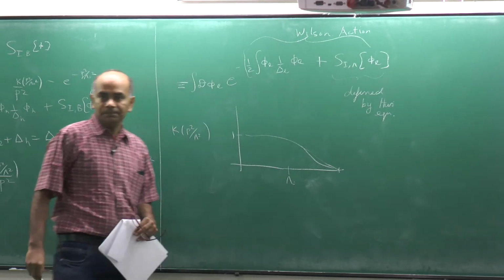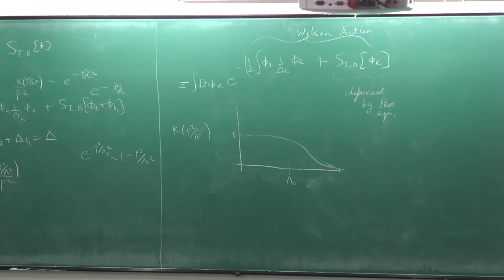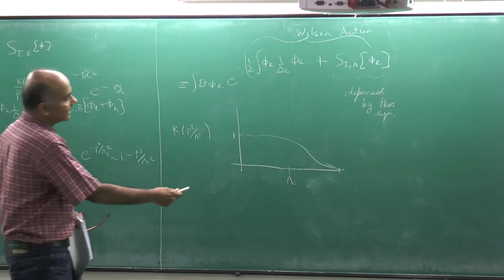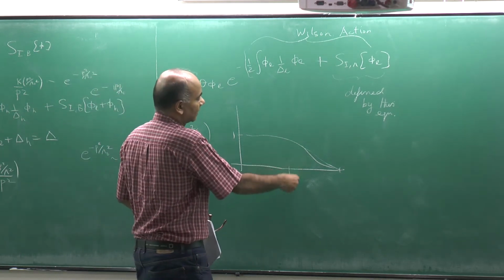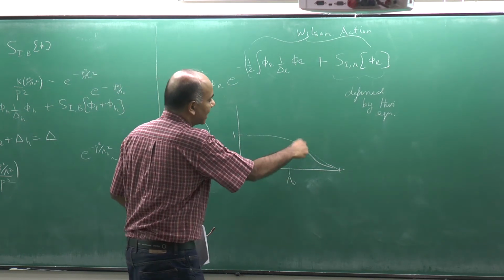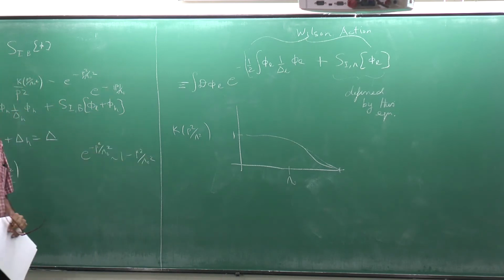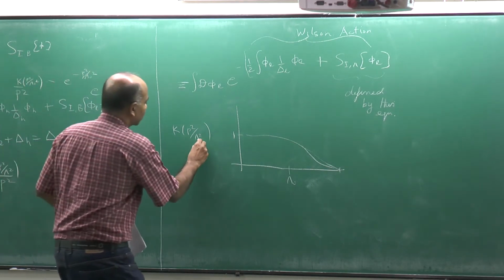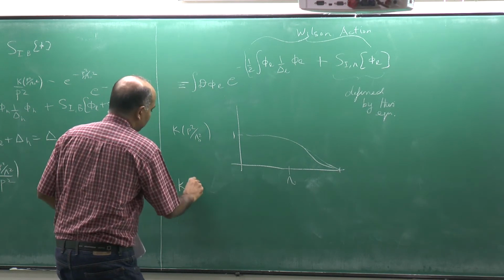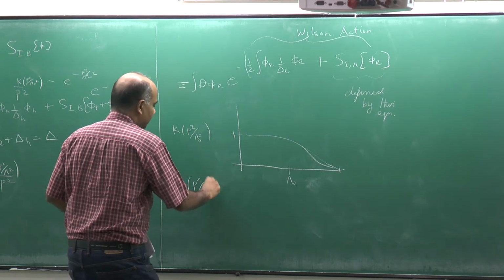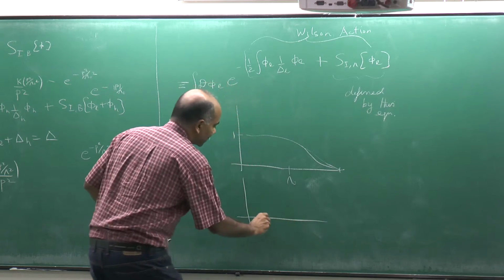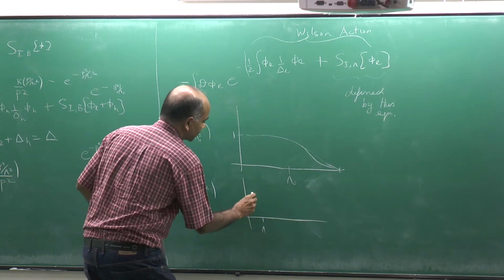Right? That's the form of the function. So what does that mean? That means that for values of p much larger than lambda naught, this function goes to 0, so it's not propagated. Similarly, this is lambda naught. Similarly, k p squared by lambda squared is the same function, except it falls off like this.